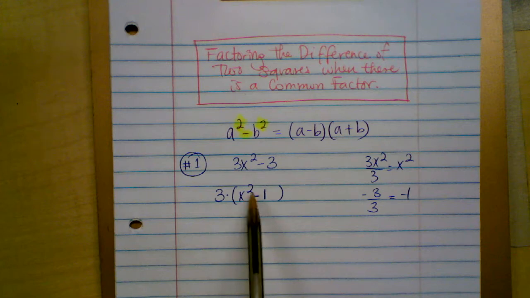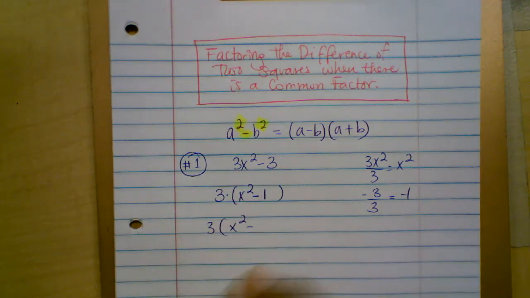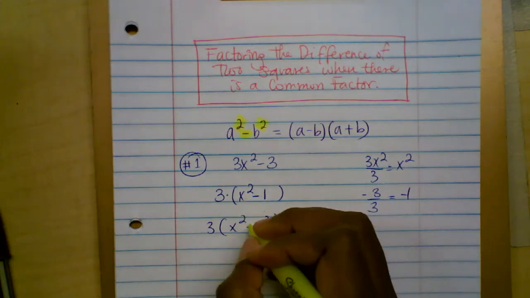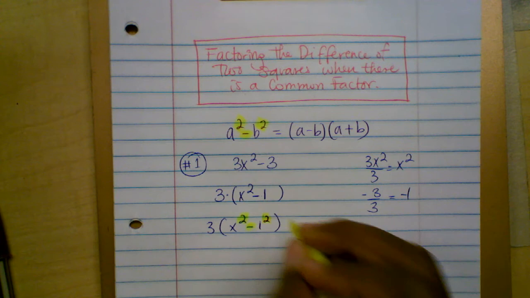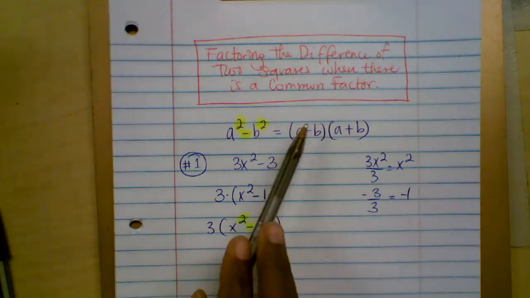Again, you can tell this is the difference of two squares. Why? I can write 1 as a square, which is 1 squared. Now we can see you have a difference of two squares. If you have a difference of two squares, is it factorable? Yes, by using the formula from above.